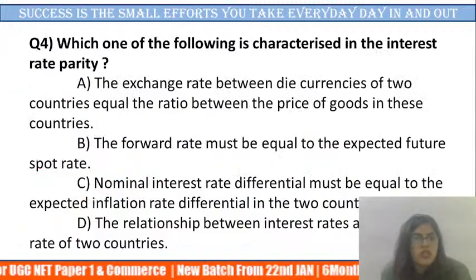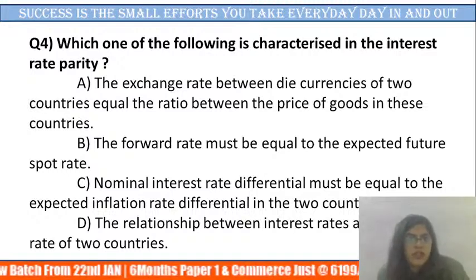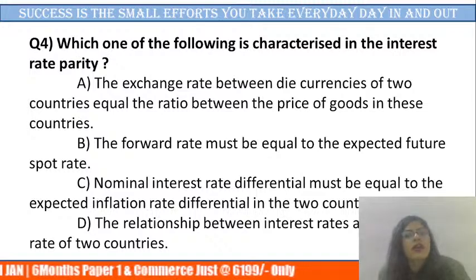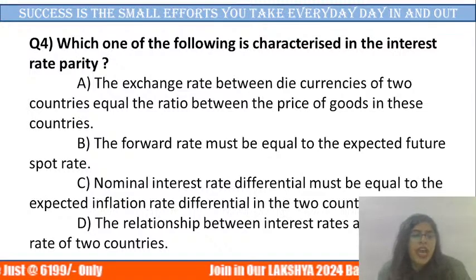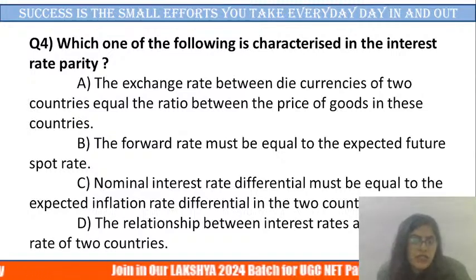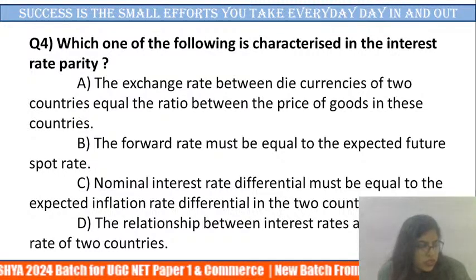Okay, this question 4 is our next question. It is from the exchange rate. So basically there are some characteristics given of the interest rate parity theory, and you just have to identify which one is the correct one from A, B, C, D.